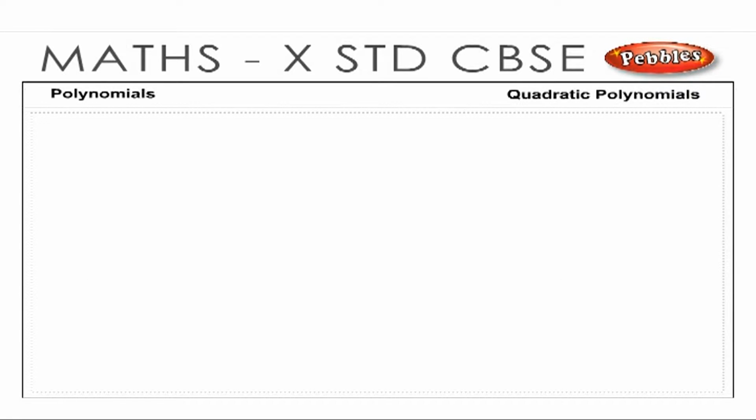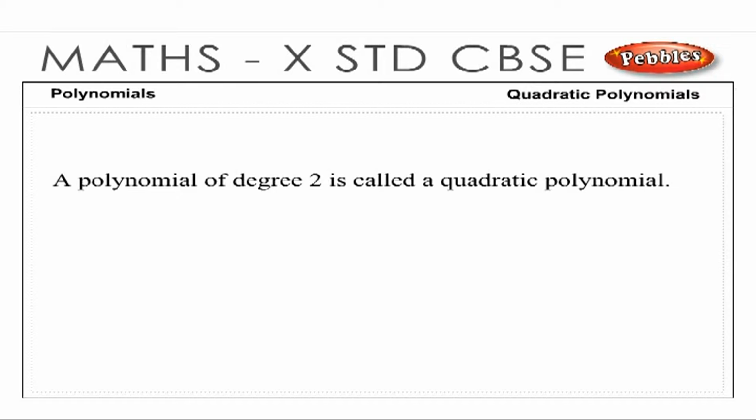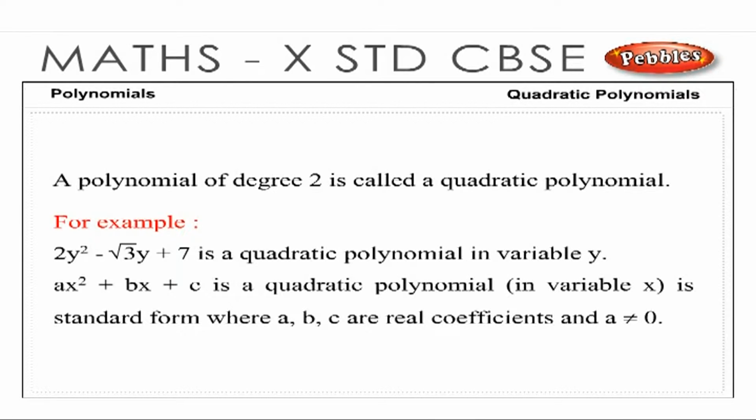Quadratic polynomials. A polynomial of degree 2 is called a quadratic polynomial. For example, 2y squared minus root 3y plus 7 is a quadratic polynomial in variable y. ax squared plus bx plus c is a quadratic polynomial in variable x in standard form, where a, b, c are real coefficients and a not equal to 0.